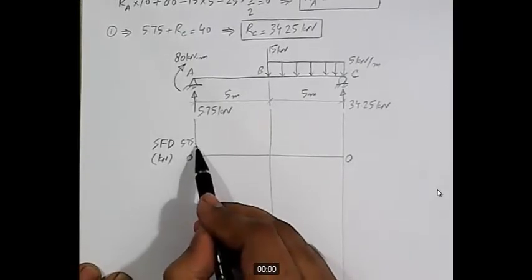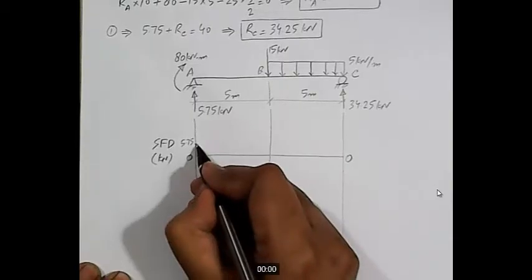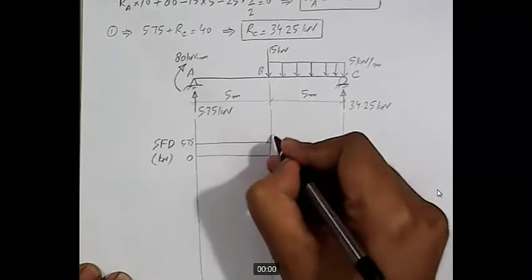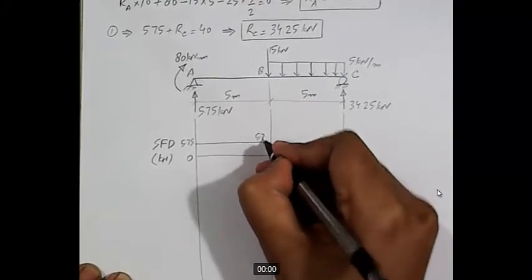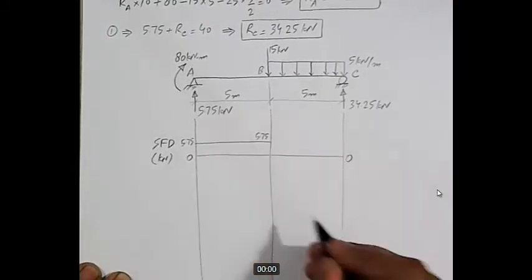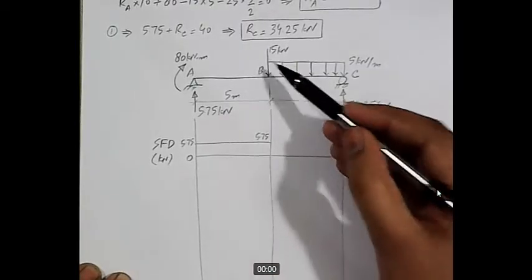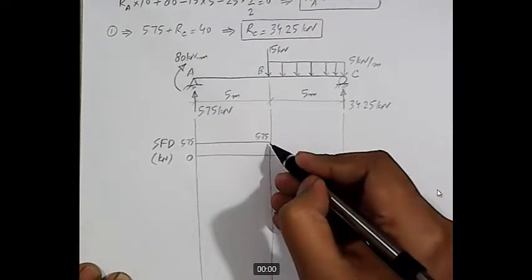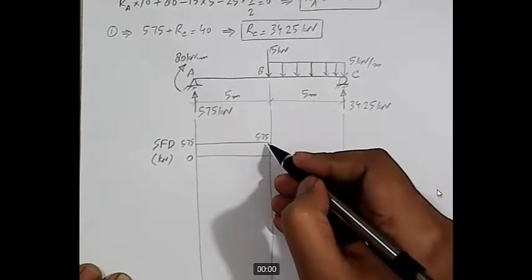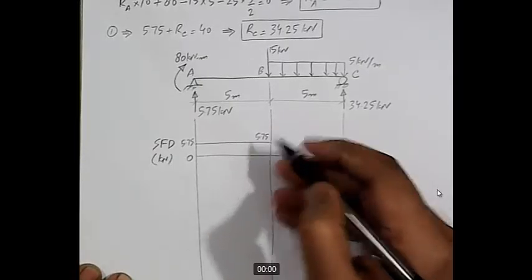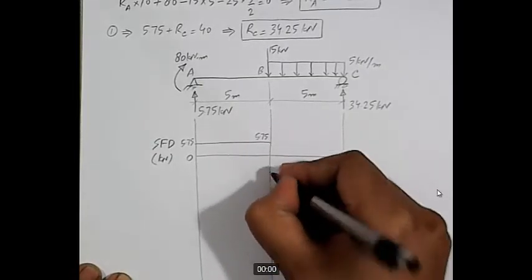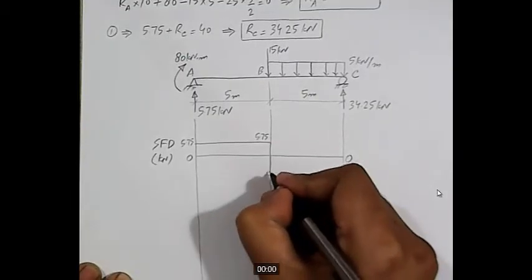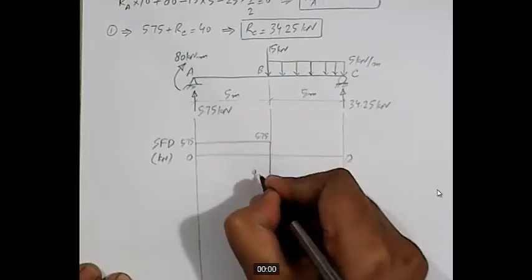Is there any force from point A to point B? No, there is no force. So the shear force will remain constant in this region, 5.75. Okay, and then at point B there is a point load acting in downward direction with a magnitude of 15 kilonewton. We are at positive 5.75. So from this, if we subtract 15, what do we get? We get minus 9.25. So this brings shear force diagram to minus 9.25.